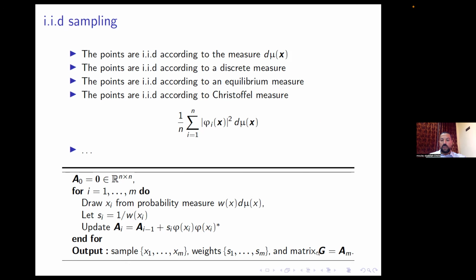I'll call it G from now on, which is the matrix AM. So this is i.i.d. sampling from a measure that has a density with respect to the measure mu. I'll start by giving theorems regarding this type of sampling, and later I'll introduce our results.